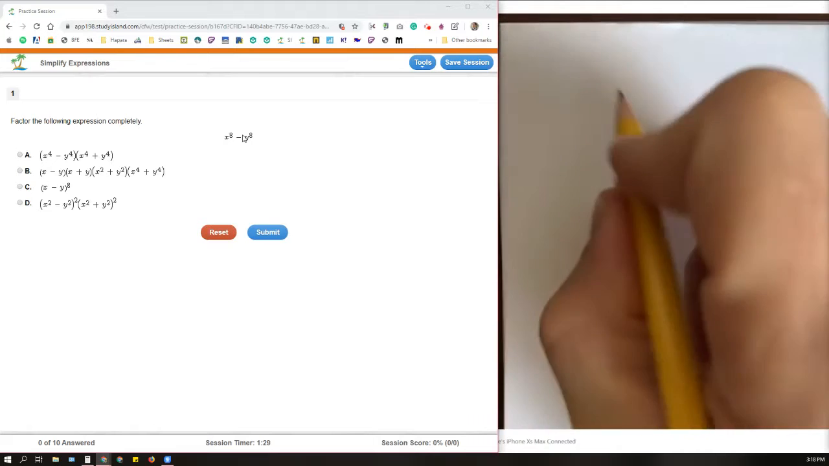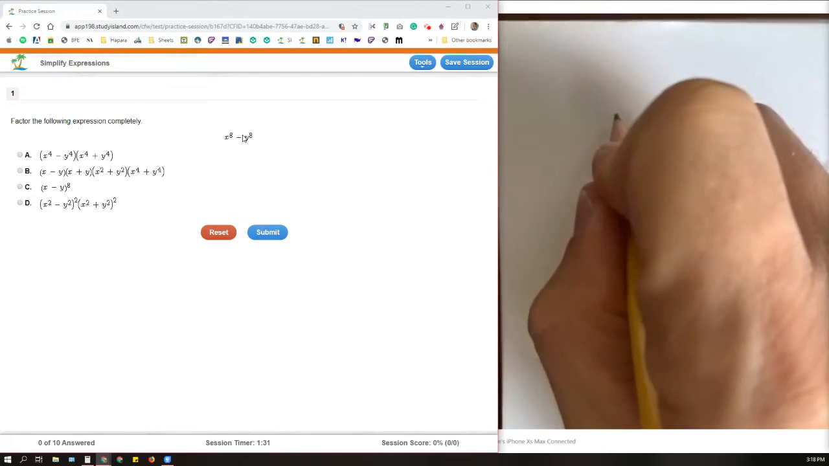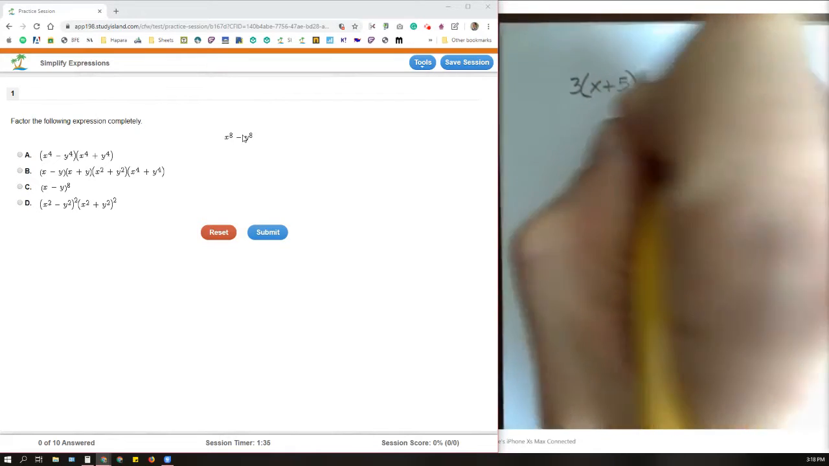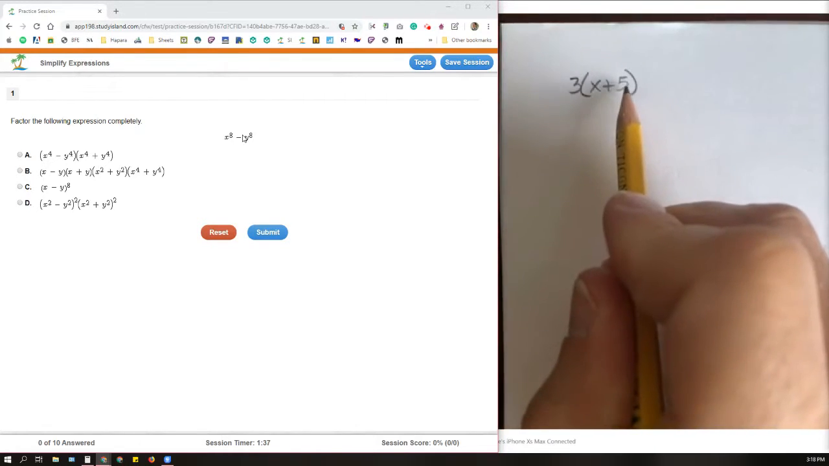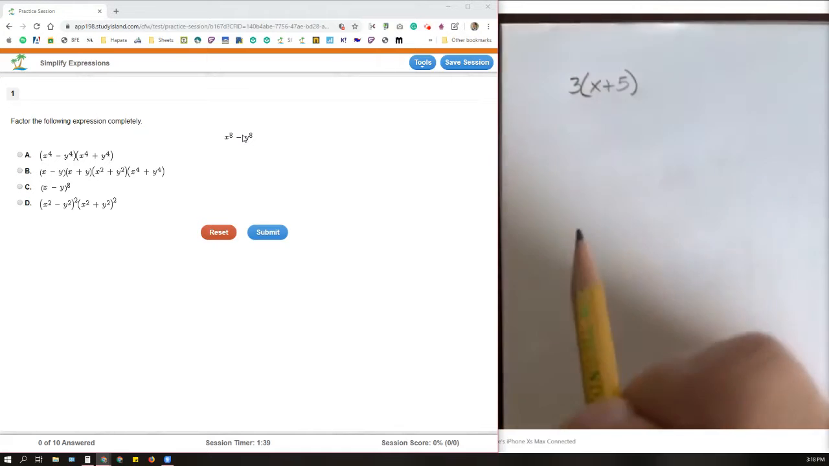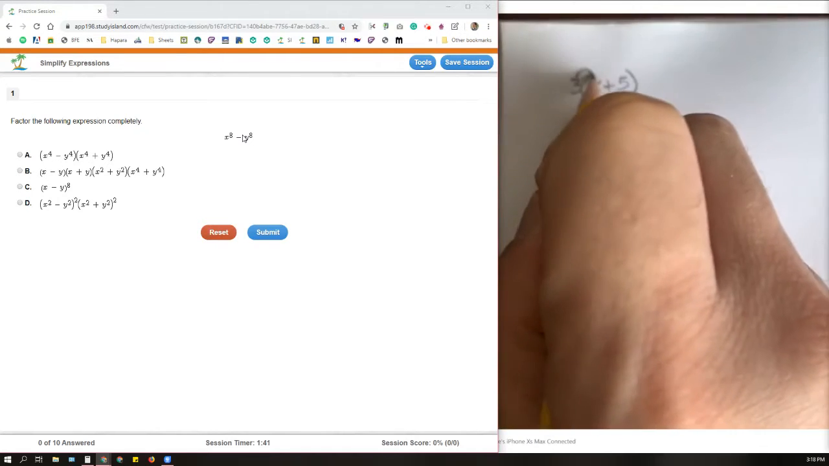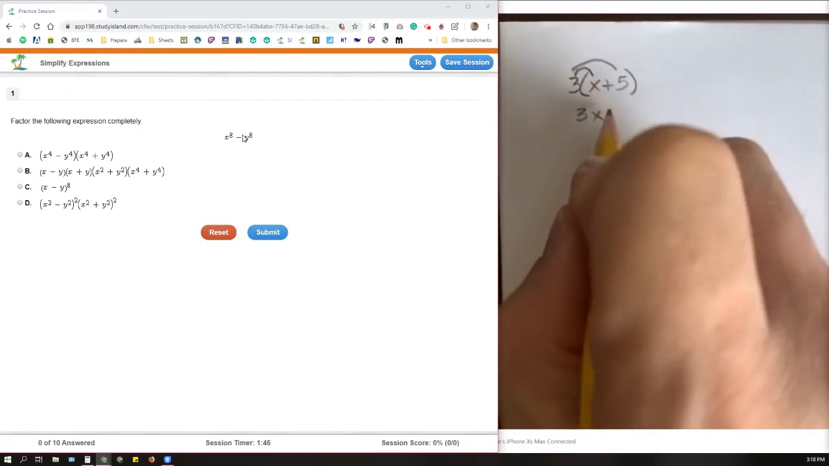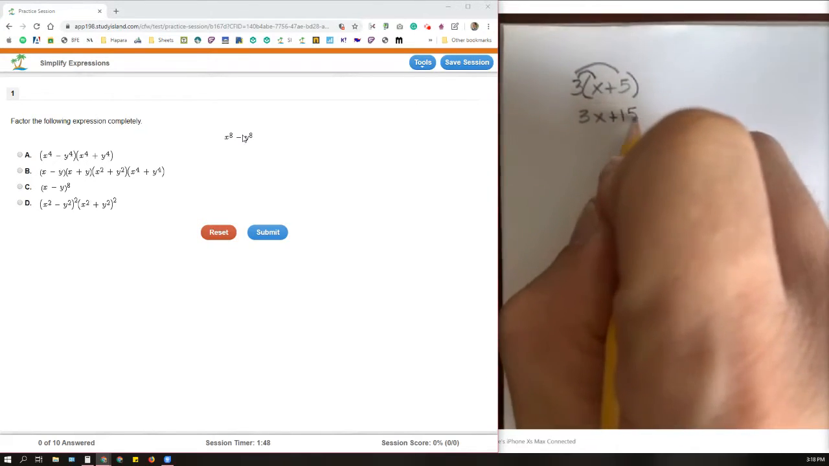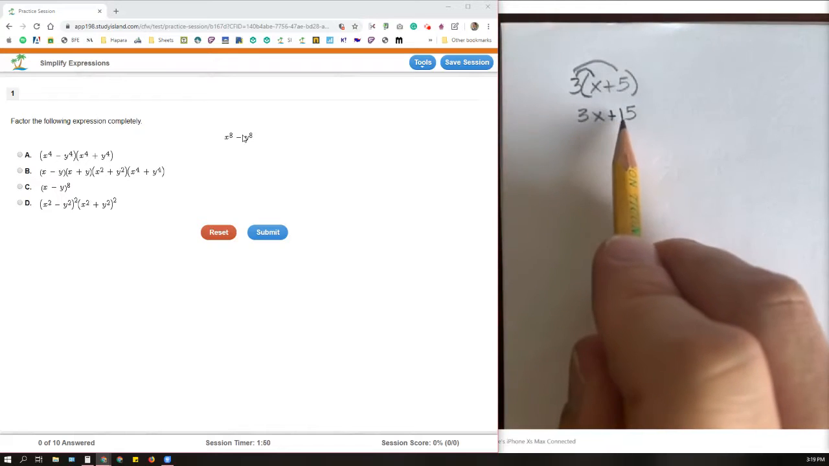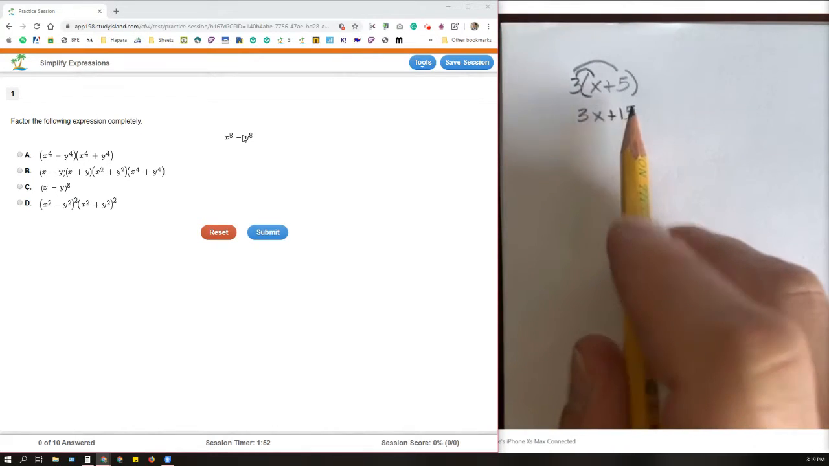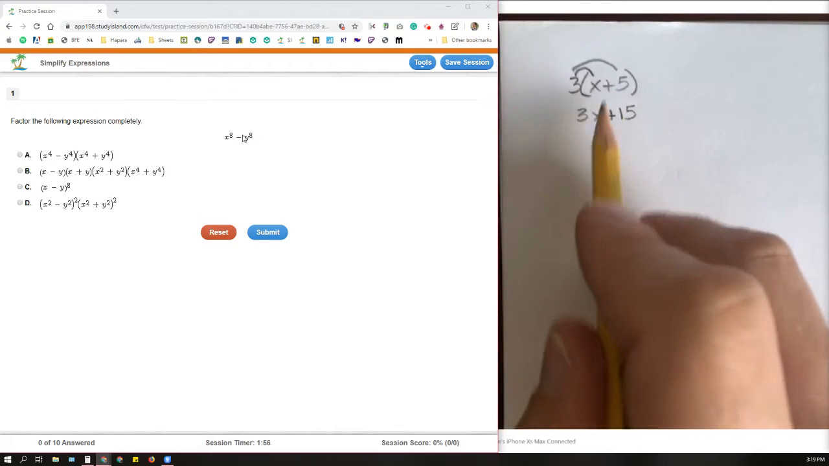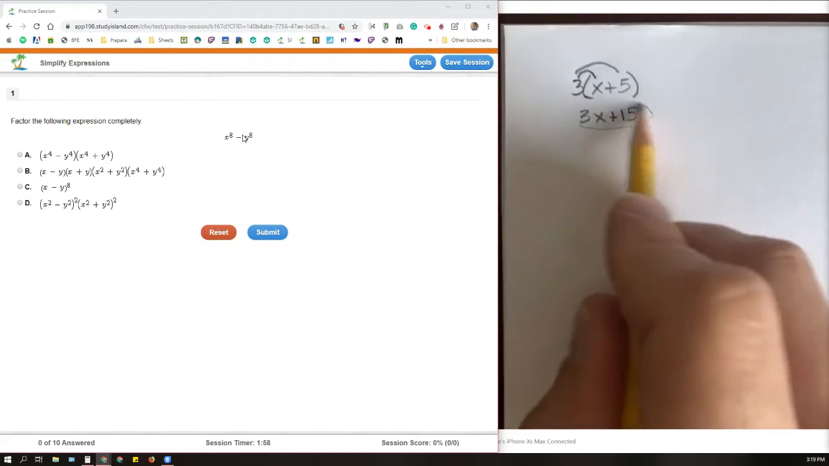Let's distribute. If I had an expression and it simply just said 3 times x plus 5, if I told you to expand or to distribute, this is what you would do. You would say 3 times x is 3x, and you would say 3 times 5 is 15. So you have 3x plus 15. 3x plus 15 is the expanded version of 3 times x plus 5. So these two expressions are worth the exact same amount, but this one is expanded.